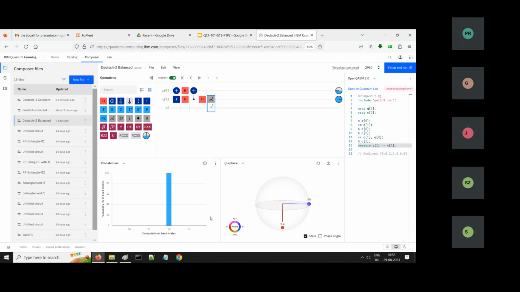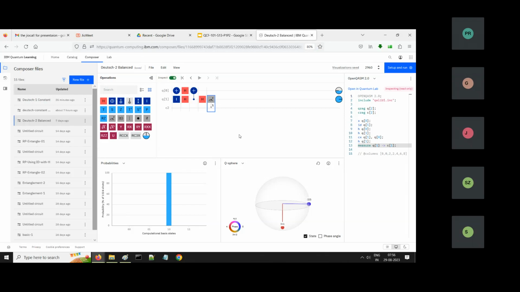Since I'm just running on the simulator, that's why you are seeing this as 1-0. If you actually run it on the machine, you'll probably see 1-0, and also a small probability coming up for 1-1. That is because of the small error which happens when you have the actual implementation of your CNOT gate running on the physical device.